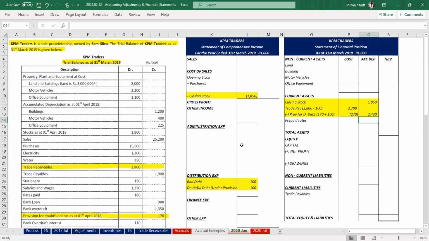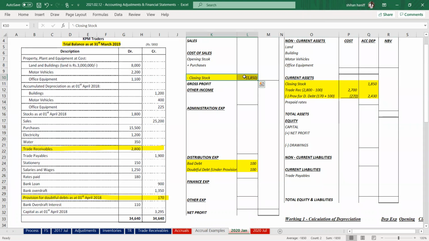So we did the full explanation in the previous class. Right? Now the third adjustment, we did the closing stock, bad debt and provision for doubtful debt.